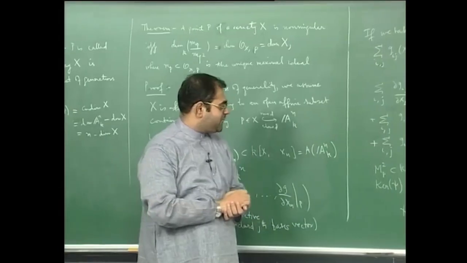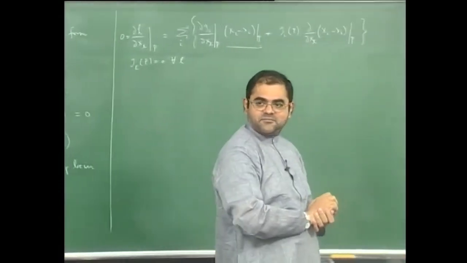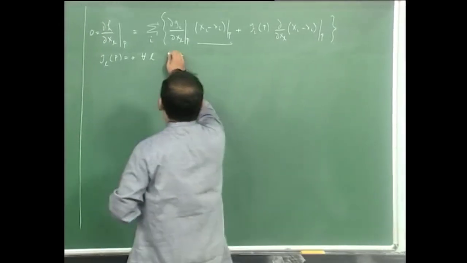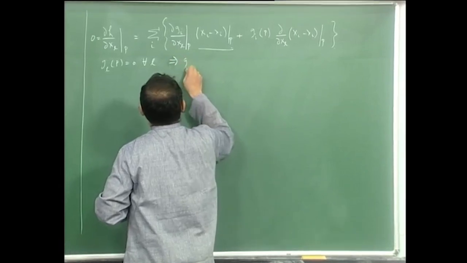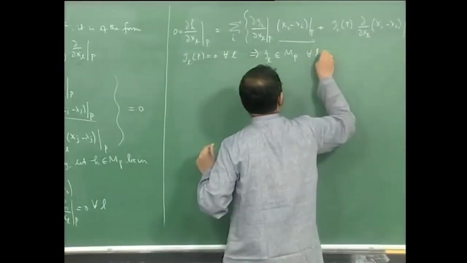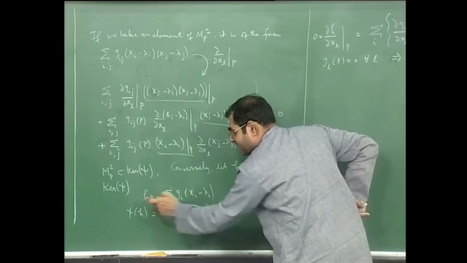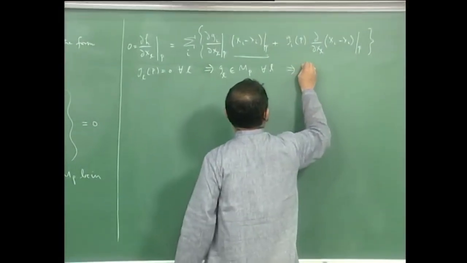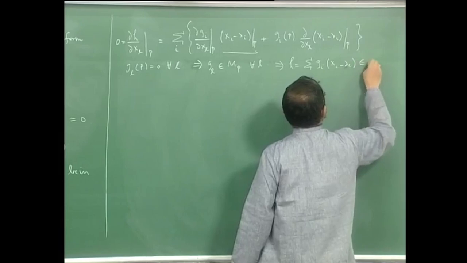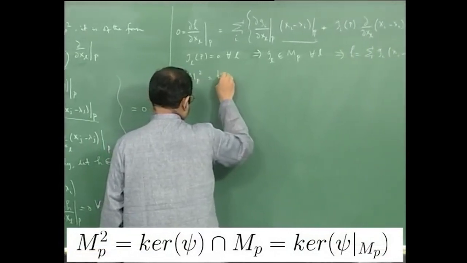But that means what? If a polynomial vanishes at P, then it is precisely in the maximal ideal of P, because MP is exactly the ideal of polynomials which vanish at P. So this tells you that gl is in MP. That is for all L, so all these gi's are in the maximal ideal, and these terms are also in the maximal ideal, therefore the product is in M squared, and therefore H is in M squared. So this implies that H equals sigma gi times xi minus lambda i is in MP squared. So all these things put together tell you that MP squared is exactly the kernel of psi.